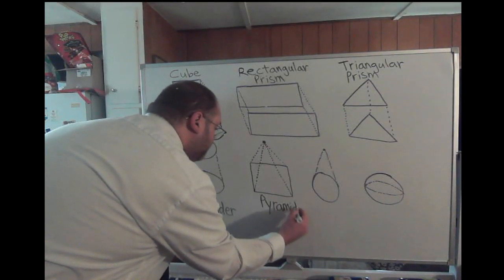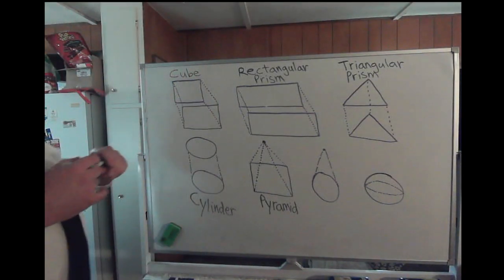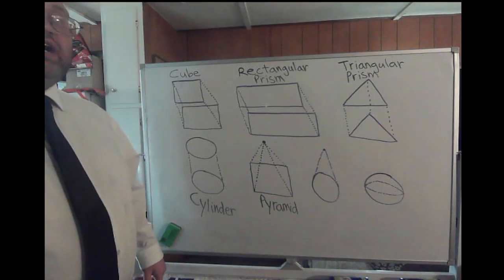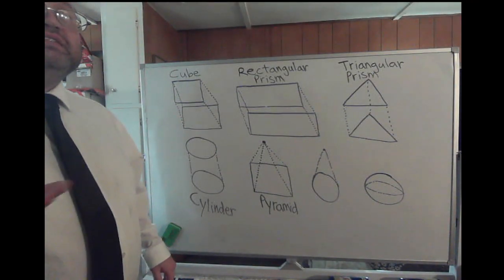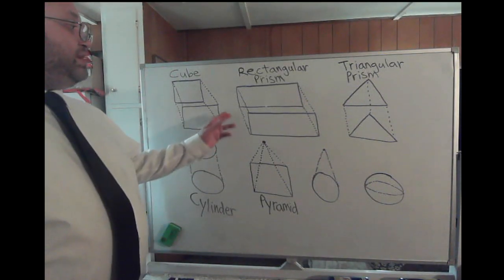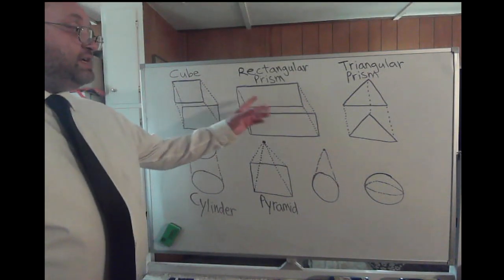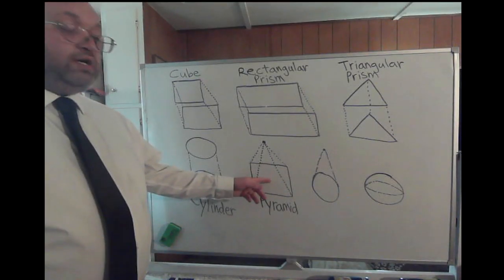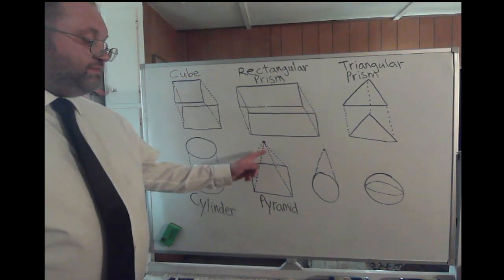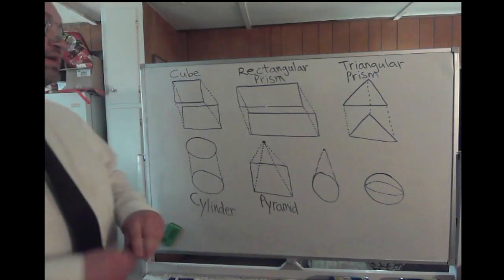In both prisms and pyramids, the bases can be anything. They could be squares, rectangles, triangles, pentagons, hexagons, decagons, you name it. But the difference between a prism and a pyramid is a prism has two bases, a pyramid only has one. And the faces all meet at one central point above the base in a pyramid.